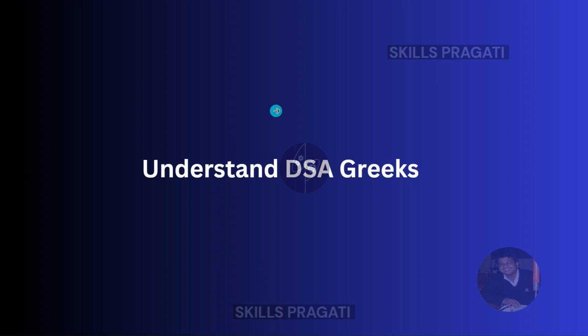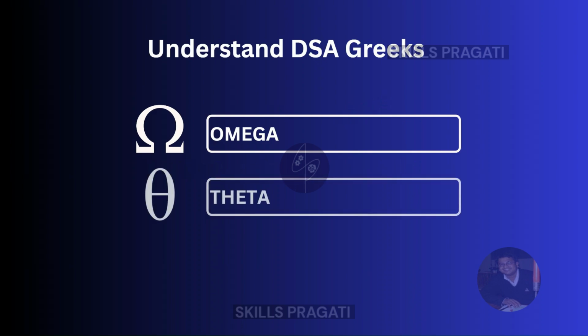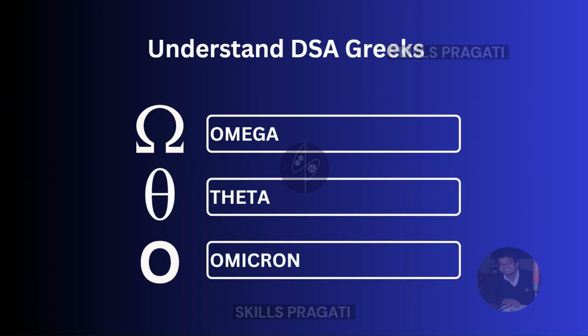Welcome back. In this session, we will understand Greeks of data structure and algorithm. So when dealing with time and space complexity, you will see these three Greek letters. They are omega, theta, and omicron. Omicron is better known as O, as in big O.